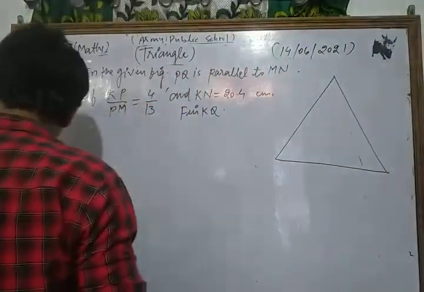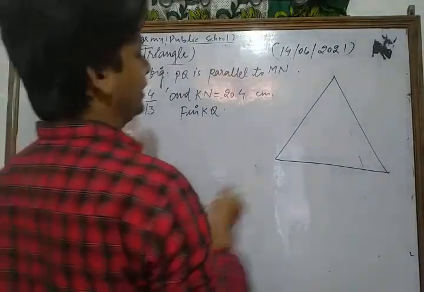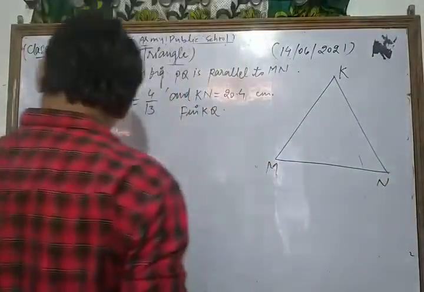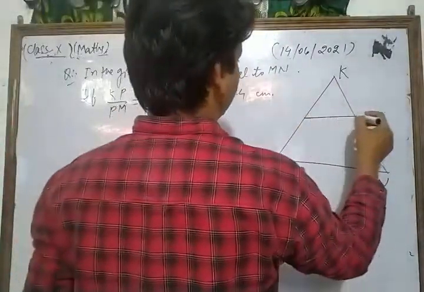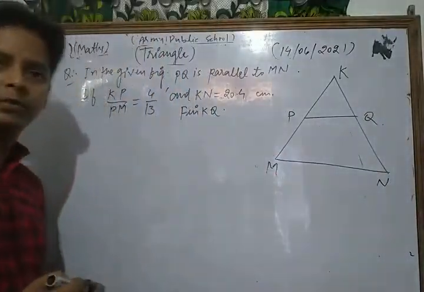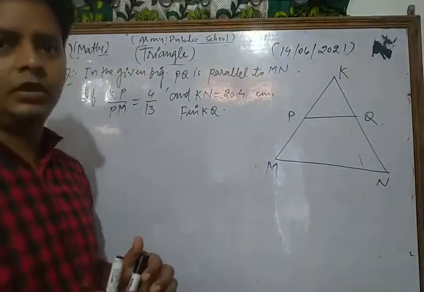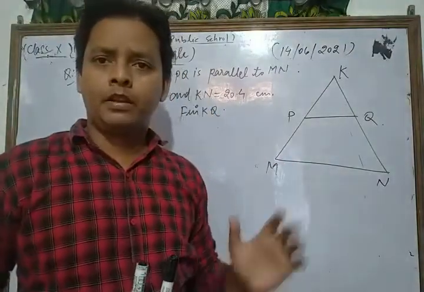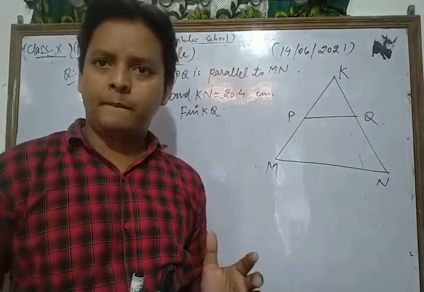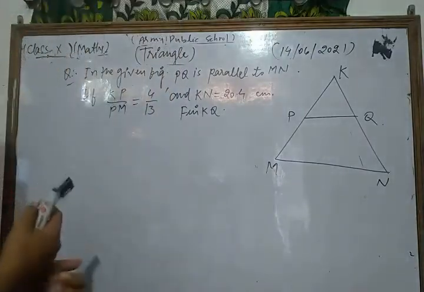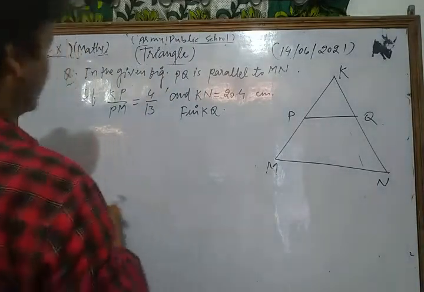Your figure is, dear friend, a triangle KMN, and PQ is the line segment. So dear friend, this is a very important question related to that topic. Now let's see its solution.